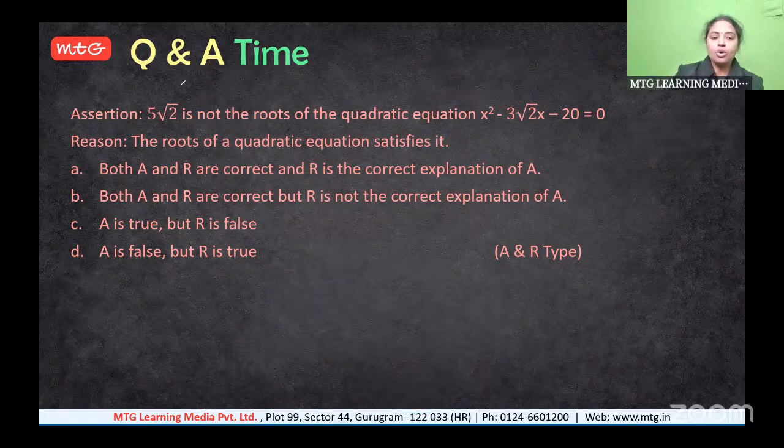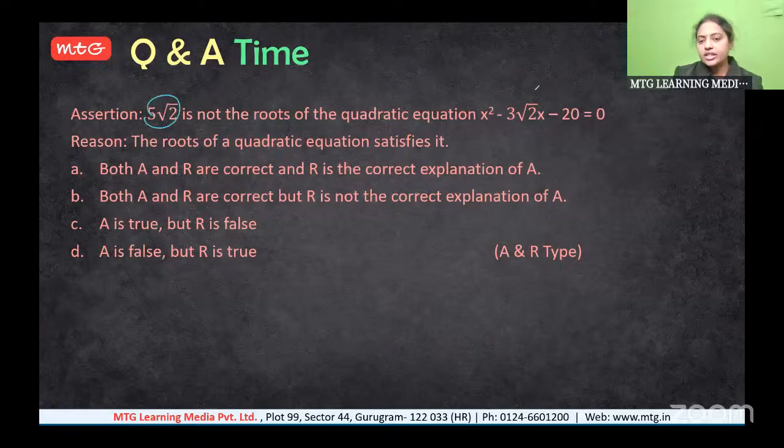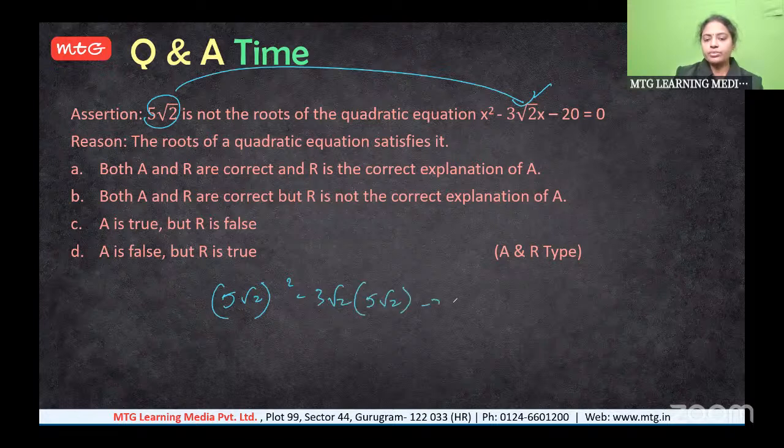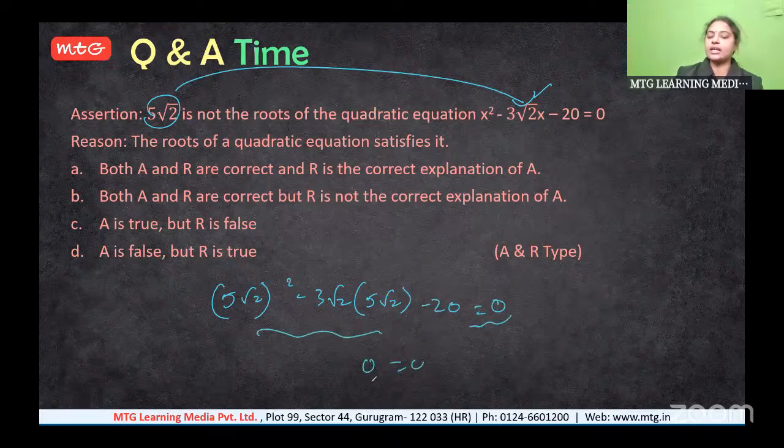How can you find out whether a value is a root of an equation? Just replace the value in the place of x. So (5 root 2) whole square minus 3 root 2 into 5 root 2 minus 20. Solve this and check whether you're getting your LHS and RHS the same or not. You will get your LHS and RHS the same in this.